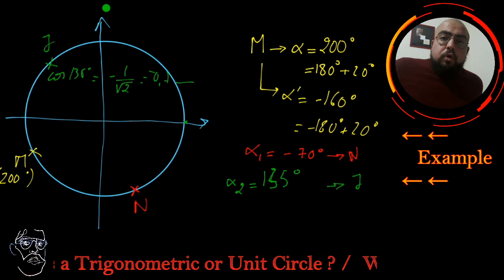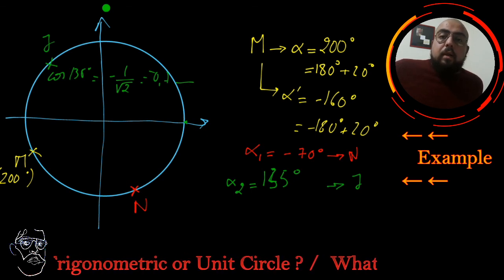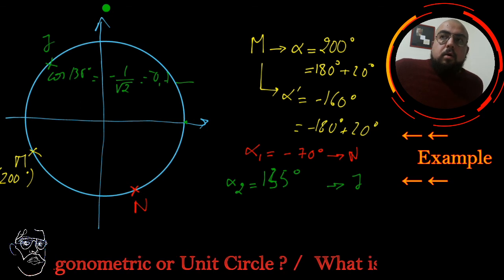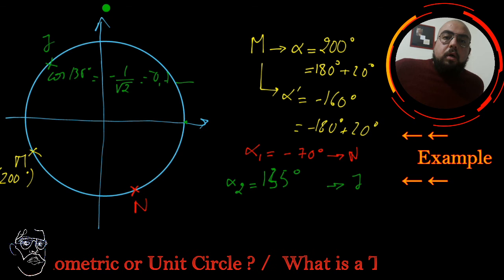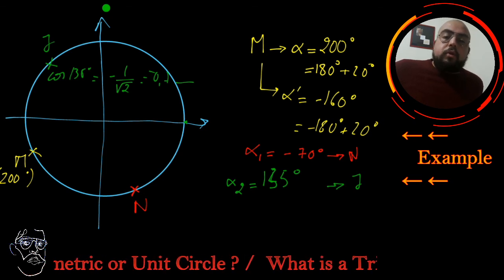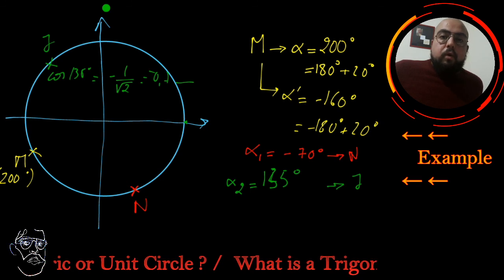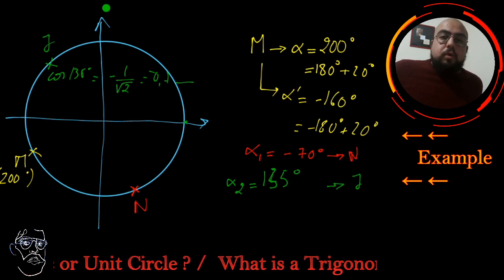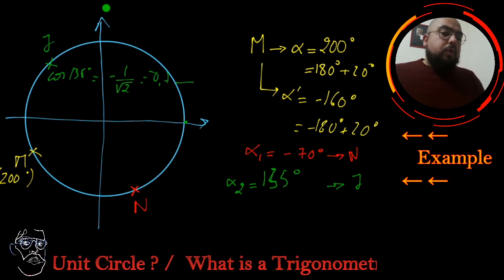In the next video, I'm going to talk about the angle unit, radians. How are we supposed to convert from degrees to radians, from radians to degrees, plus how are we supposed to find the principal value of any arc. So that's going to be in the next video. That's all for today.